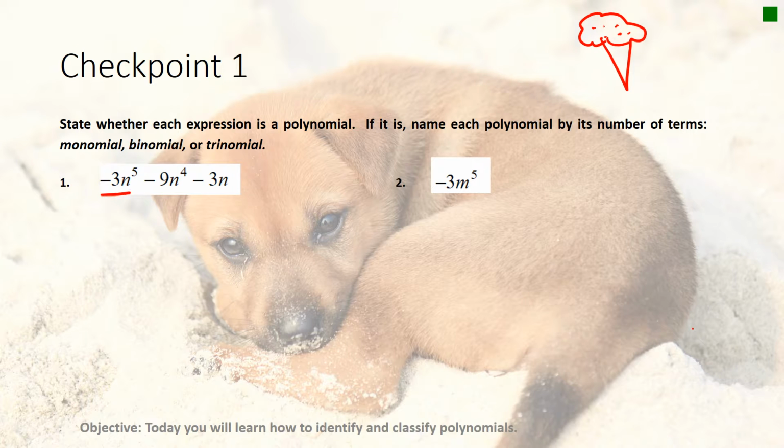Okay, so here we go. 1 stop, 2 stop, 3. Trinomial. 1, no stop, so this is a monomial. That negative is a negative, it is not a minus sign. If it's the very first thing you see, it's a negative. If it's in between terms, it's a minus.